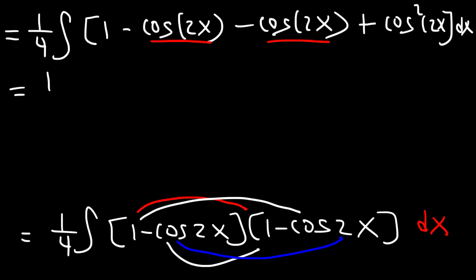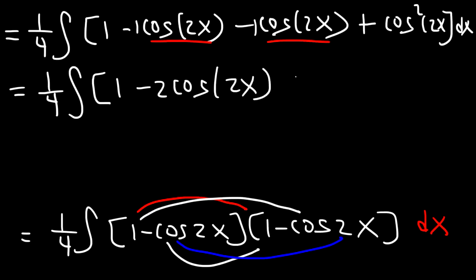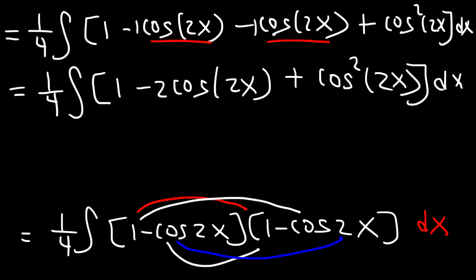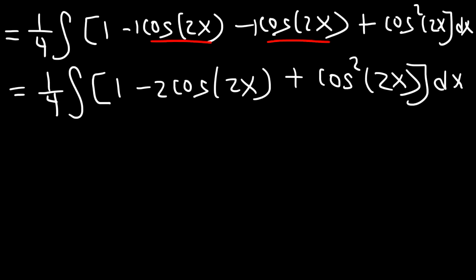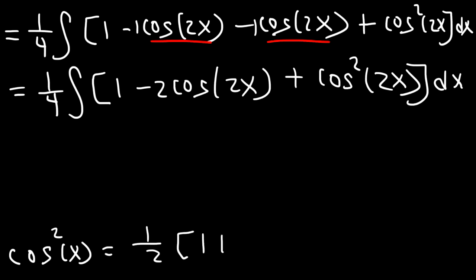And so this is going to be 1/4 times the integral of 1, and then negative 1 minus 1 is negative 2. So this is negative 2 cosine 2x, and then plus cosine squared 2x. Now we need to use the power reducing formula one more time. We mentioned it for sine squared, but now let's focus on cosine squared. Cosine squared of x is 1/2 times 1 plus cosine 2x. For sine squared, it's going to be 1 minus cosine 2x.